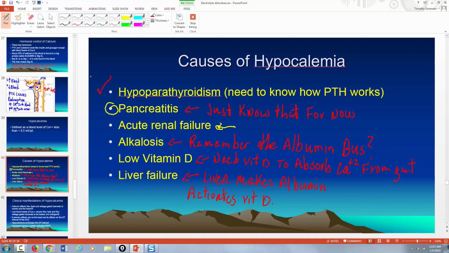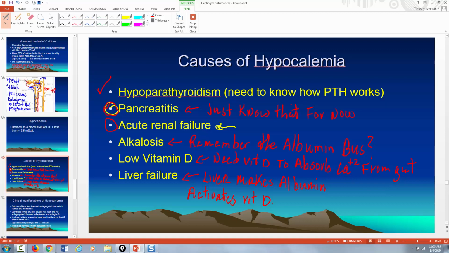And that can be due to tumor. Tumor can either cause hypersecretion or hyposecretion. Pancreatitis, right now you just take that one on faith. I'll explain that later. Acute renal failure, again, when the kidney fails, all the functions of that kidney fail.